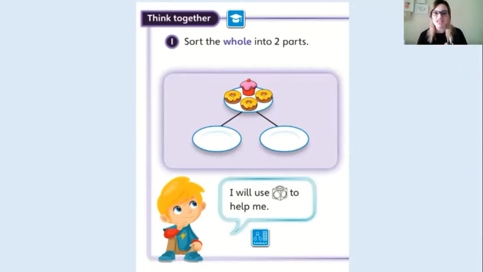Now it's not telling you this time how you have to sort it out, but there is a bit of a clue, isn't there? Because we have some that are cakes and some that are donuts. So I'm going to come off my small screen now, and I'm going to use my cherry diagram to show you how you can use this at home as well.